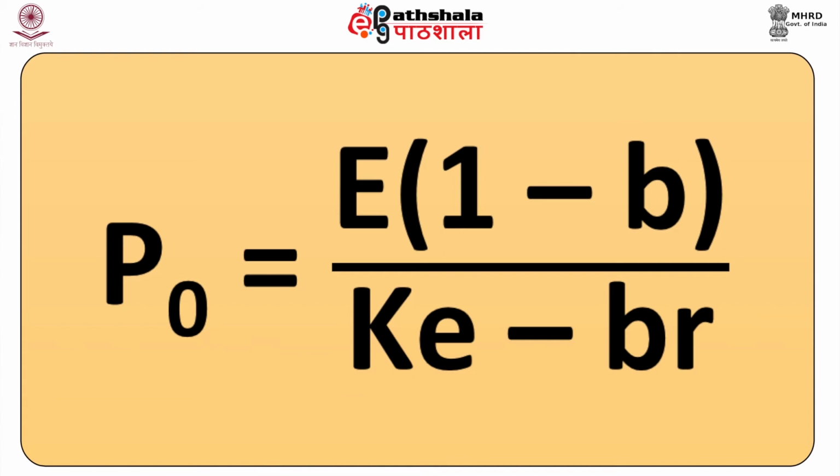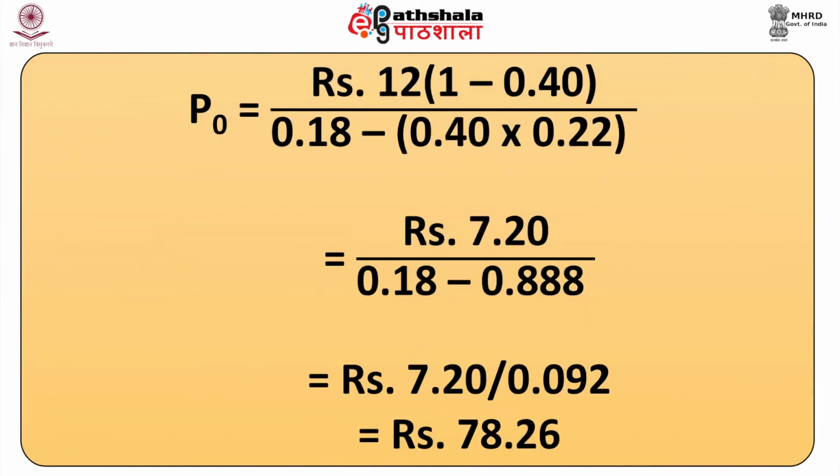Solution. Gordon formula: P0 is equal to E (1 minus B) divided by (K minus BR), where P0 is the present value of market price per share, E earnings per share, K cost of capital, B retention ratio in percentage, R internal rate of return, BR growth rate. On putting the corresponding values in the formula, we get a price of rupees 78.26.